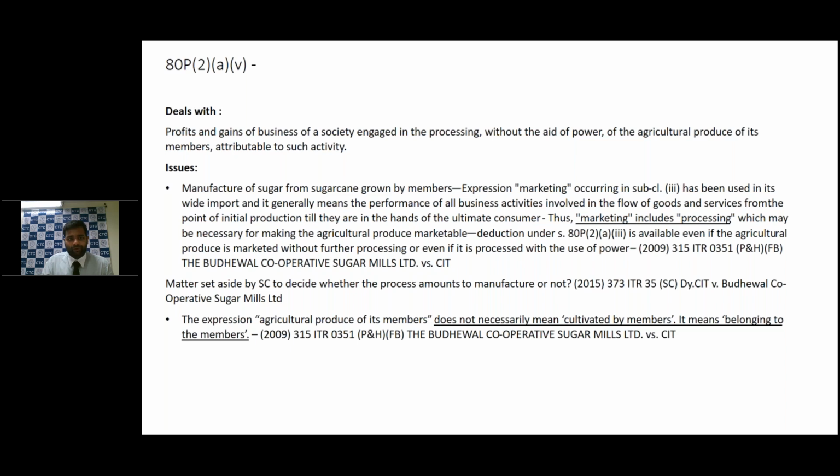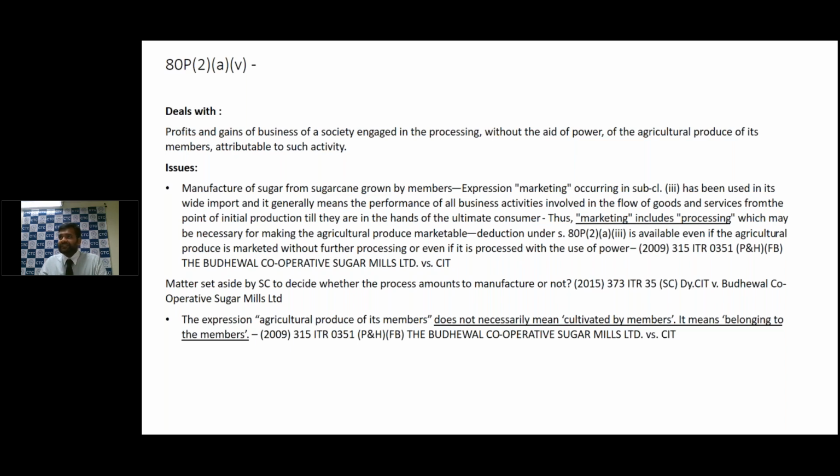80P(2)(a)(v) deals with profits and gains of business of a society engaged in processing without the aid of power of agricultural produce of its members. If one compares the provision of 80P(2)(a)(v) with 80P(2)(a)(iii), 80P(2)(a)(iii) is marketing of agricultural produce grown by members. 80P(2)(a)(v) is processing without the aid of power of agricultural produce of its members. Marketing there has been interpreted, as we have seen, to include processing, like processing of cotton, processing of latex. They say it amounts to marketing, eligible for deduction under section 80P(2)(a)(iii). Such a society can also claim deduction under section 80P(2)(a)(v) provided the processing is without the aid of power.